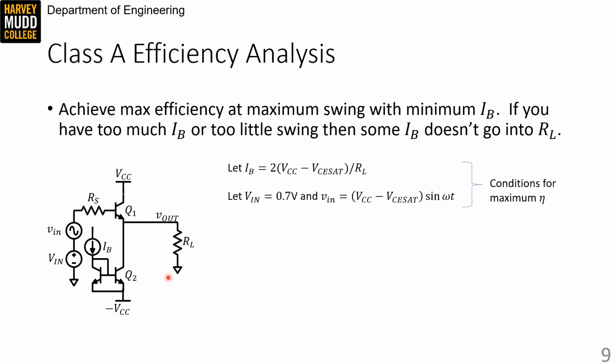That gives rise to these test conditions. We're setting IB to achieve the maximum swing, and that was a calculation we did on the last page. We're letting large signal V in equal 0.7 volts so that we have no DC dissipation in RL when our little signal isn't moving. And we set the amplitude of our little signal to the maximum value of our swing in our transfer characteristic, VCC minus VCE sat. And then we say it's a sinusoid.